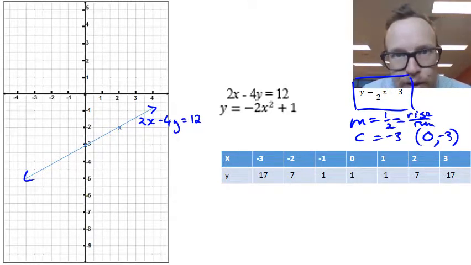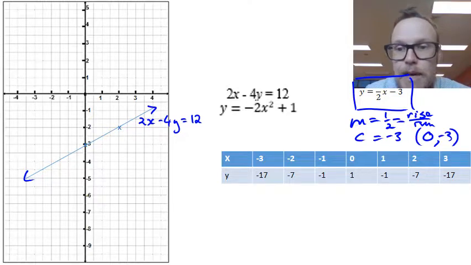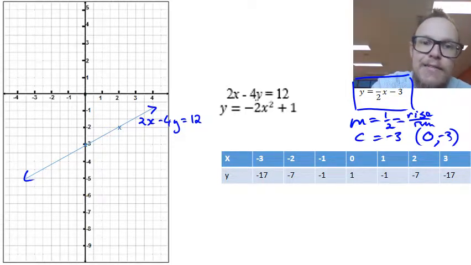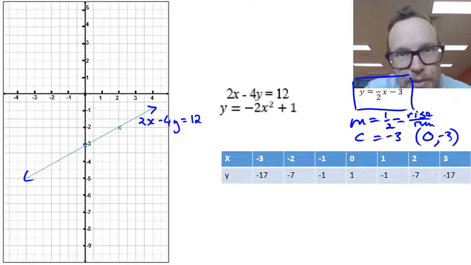Now the reason why finding the x and y-intercept isn't going to work is we can find the y-intercept easily enough. Substituting in x equals 0, we get y equals negative 3. But what happens if we substitute in y equals 0? If we substitute in y equals 0, we get 2x equals 12, which means x equals 6, and x equals 6 is somewhere over here on the graph, and we don't know exactly where it is on that graph paper that we've been given, so we're not going to be able to easily plot that accurately.